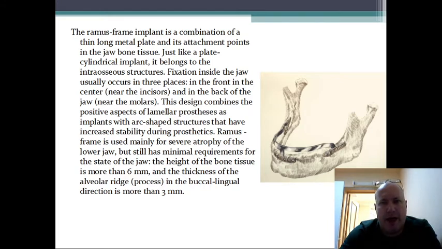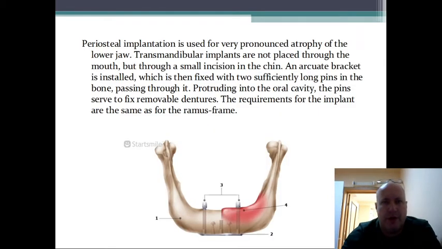This design combines the positive aspects of lamellar processes and implants with a frame-shaped structure that have increased stability during prosthetics. Ramus frame is used mainly for severe atrophy of the lower jaw, but still has minimal requirements for the state of the jaw. The height of the bone tissue is more than 6 millimeters, and the thickness of the alveolar ridge process in the buccal-lingual direction is more than 3 millimeters.